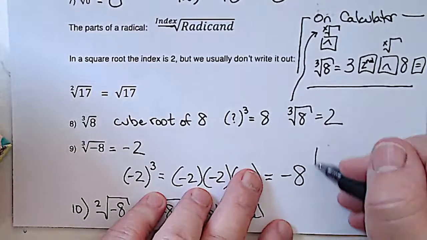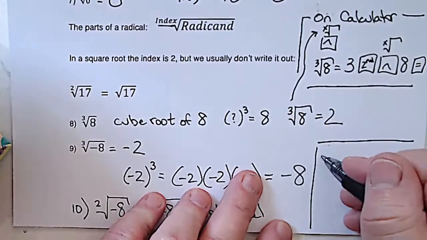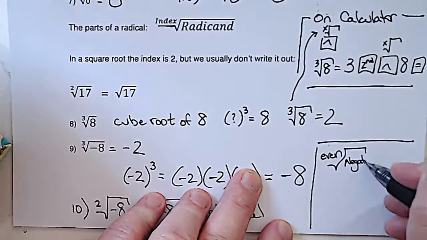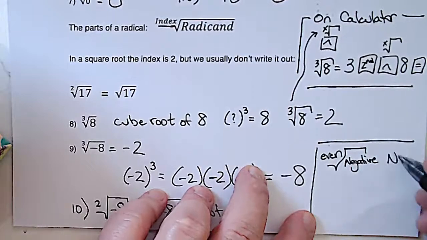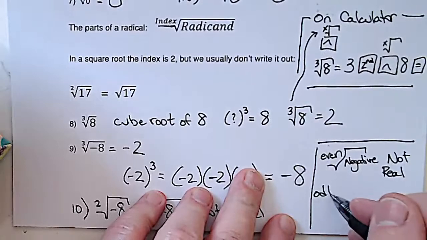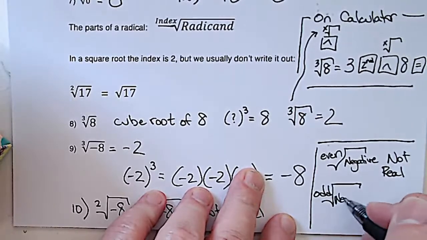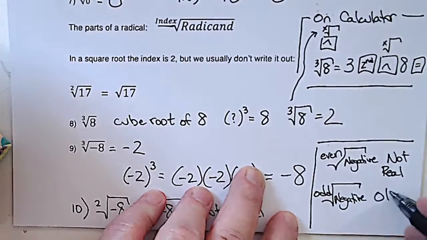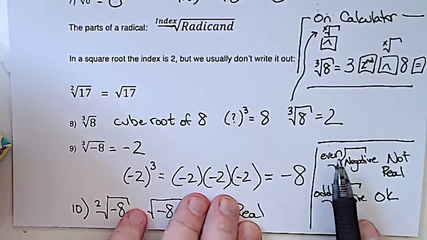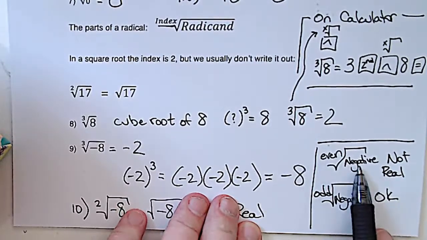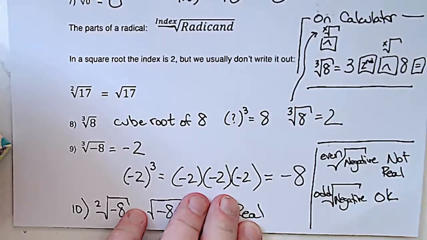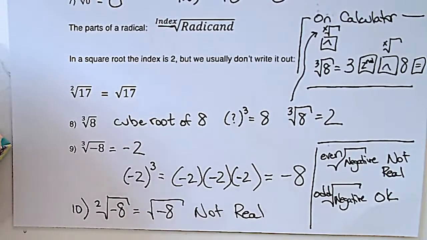So let me put a little note here. So if it's an even... Take a look at the difference. I don't know if you understand this. Hopefully it makes some sense. If the index is even, the even root of a negative is not real. The odd root of a negative is fine. Okay? Woohoo. That's 7.1. Go forth and be mathematical.